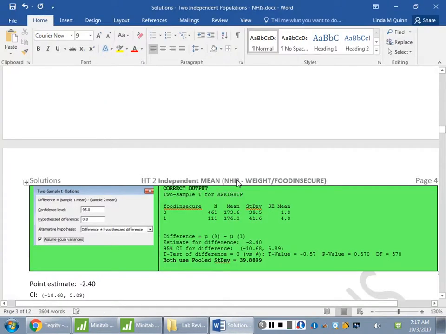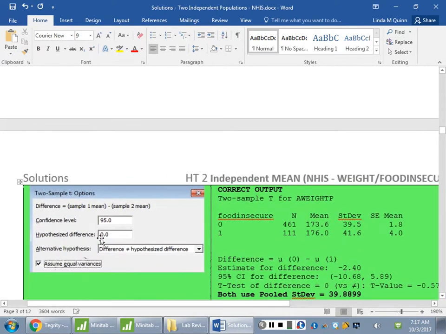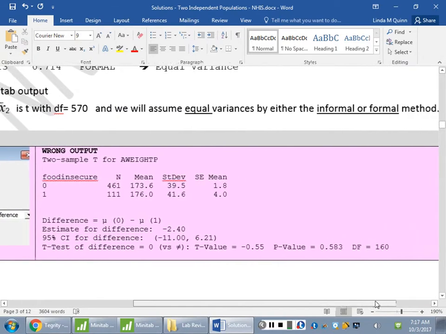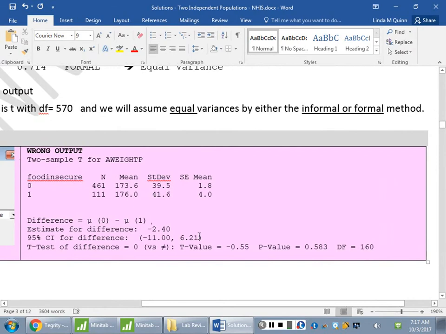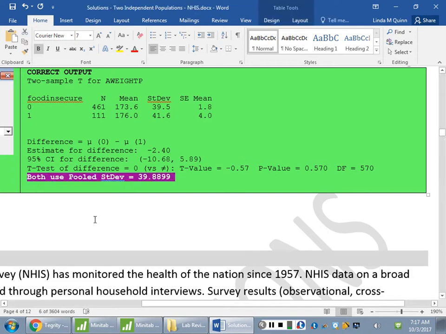I'll show you that this is the correct output because I assumed equal variance. Let me zoom in here. This is the output you get if you do not assume equal variance. In this case, negative 11 to 6.21 with equal variance. Here you get negative 10.68 to 5.89, different confidence intervals. The other thing I want to note is if you're going to assume equal variance, you should get a line that says, here's my pooled variance.